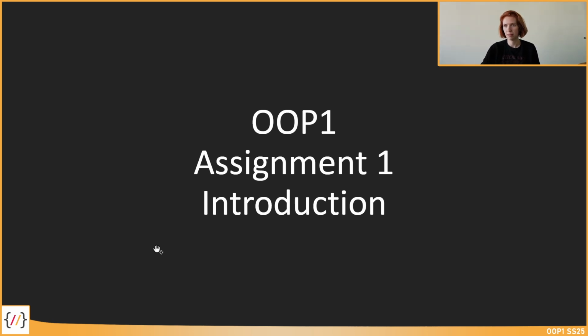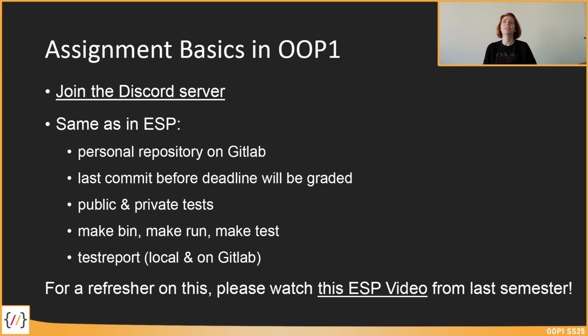So let's start with some basics. Basically, the first thing you need to do is join our Discord server if you haven't already. There's the link there, and all the assignment basics in OOP1 are the same as in ESP. So you will get a personal repository on GitLab, then you implement your program, commit it, push it to your repository, and the last commit before the deadline will be used. This is also described in the assignment description, so you will see which branch you need to push on, etc.